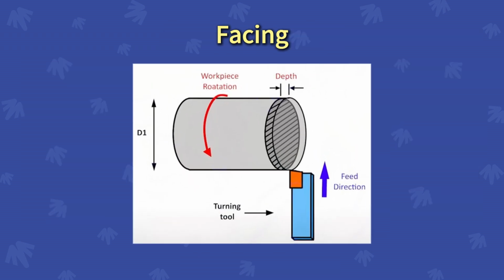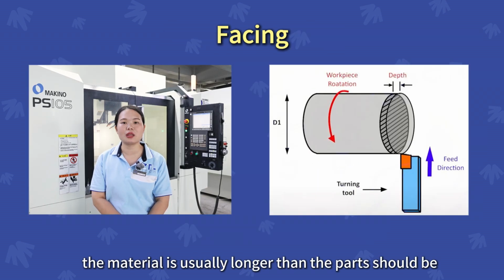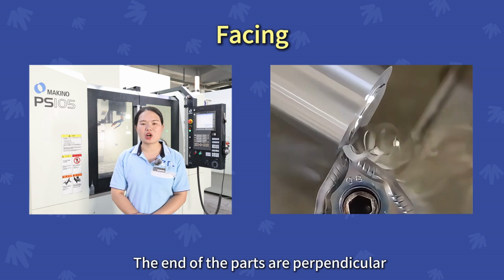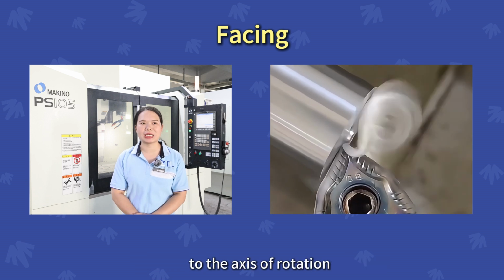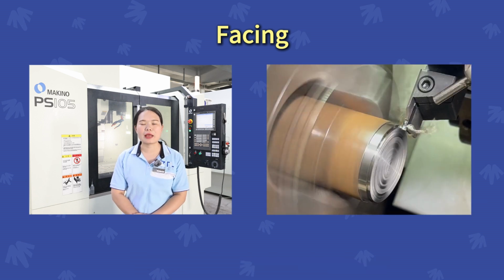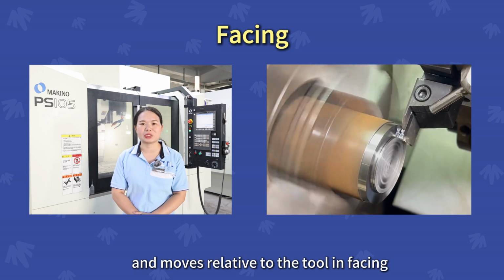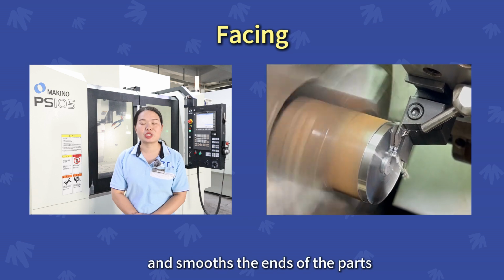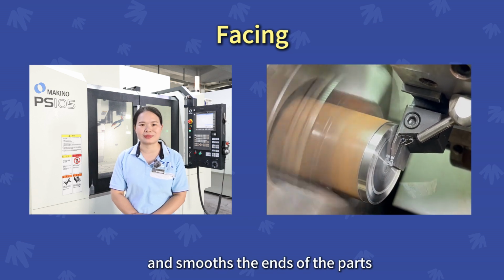Facing. The material is usually longer than the parts should be. Facing aims to reduce its length. The ends of the parts are perpendicular to the axis, and the facing tool moves relative to the parts in facing, cutting to the actual length and smoothing the ends of the parts.